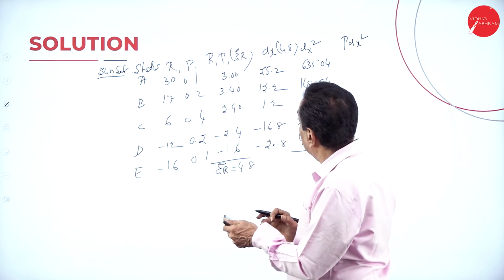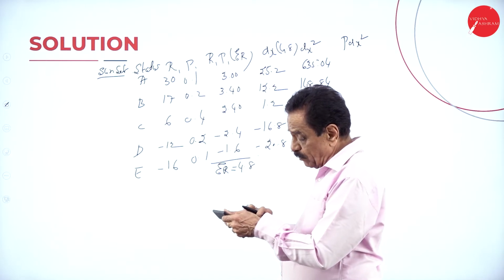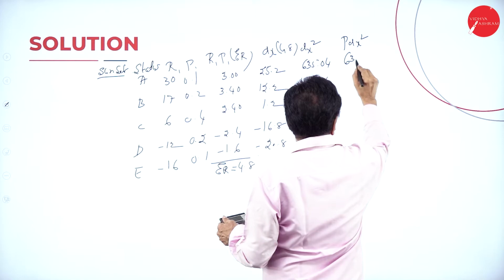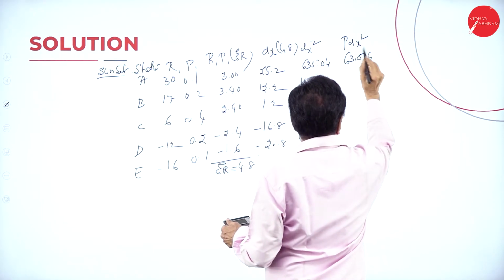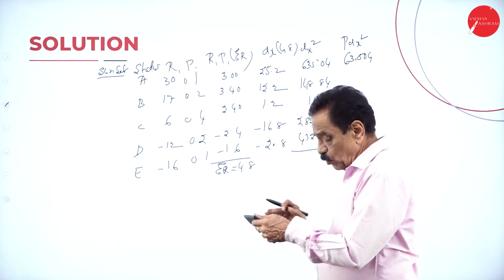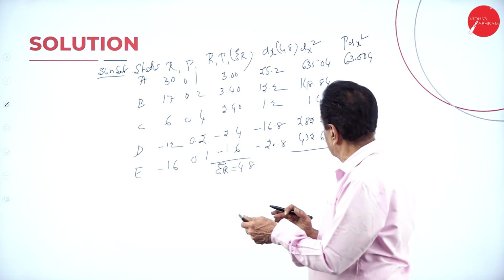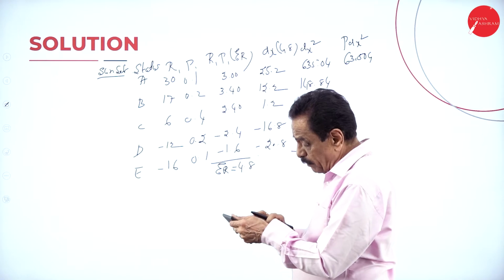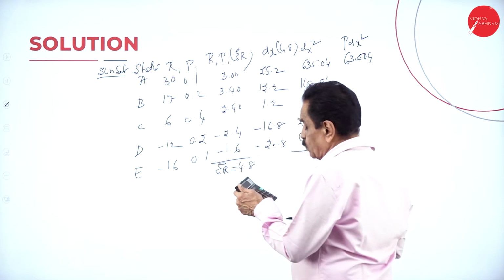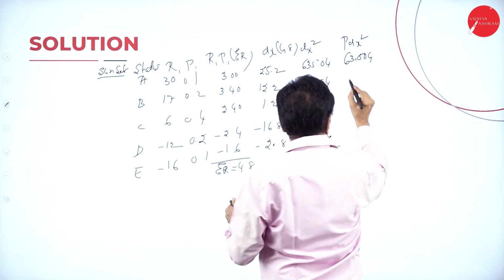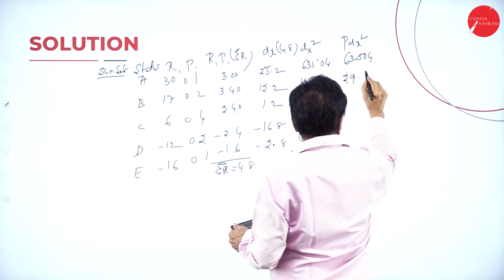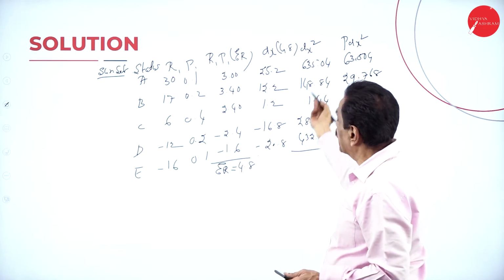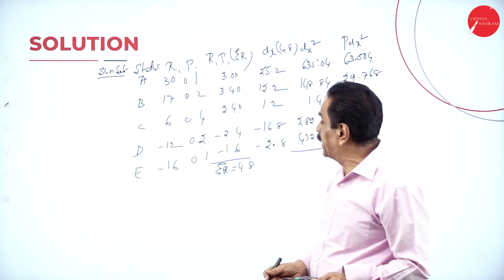635.04 into 0.1, 63.504. Then 148.84 into 0.2, 29.768. Multiply with probability. Dx square into PDX square.